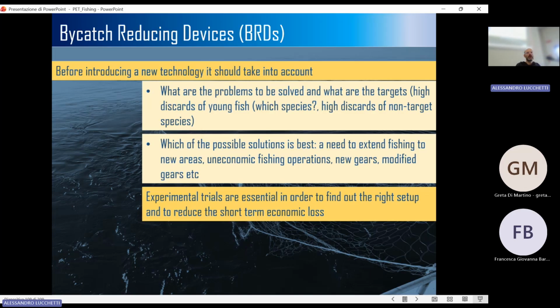Okay, when you have to introduce a new technology, you have to know the problem, which type of species you want to avoid, but also which type of species you want to catch. Because if you want to introduce a new technical solution to a fishing gear, you have to consider the commercial part, the economic part. You cannot propose a new solution to fishers without considering the economic part. Therefore, it's essential to have several sea trials to demonstrate that your solutions are okay, both for saving the species, but also for saving the commercial part of the catch.